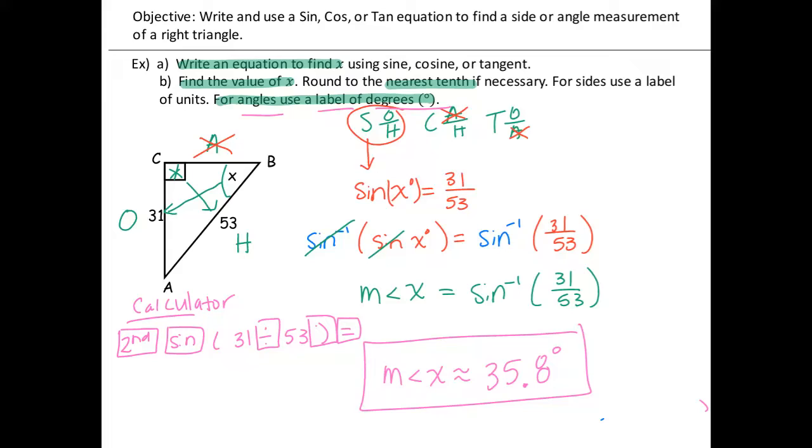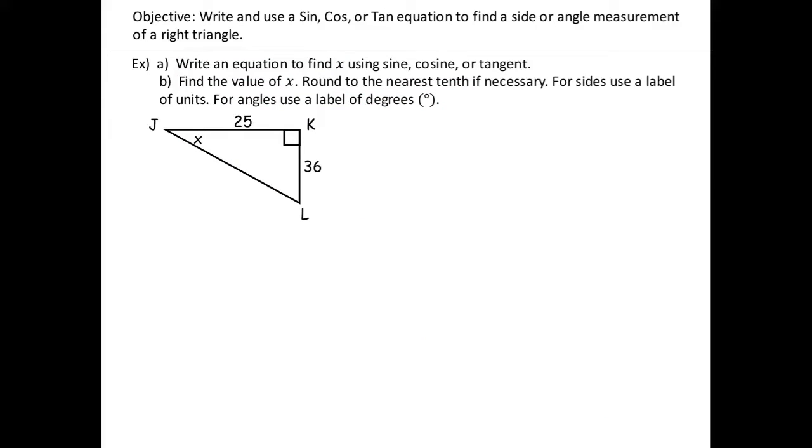Okay. All right, so it's not that much different other than to solve for x, you take the sine inverse of each side. Then the sine inverse cancels the sine. And then here is just basically calculator work to get the answer. All right, let's go ahead and do another one together.